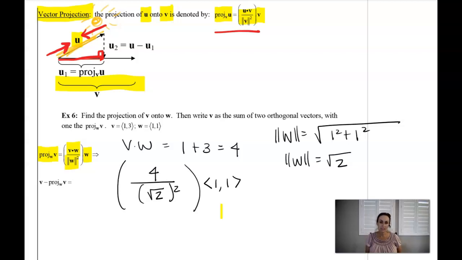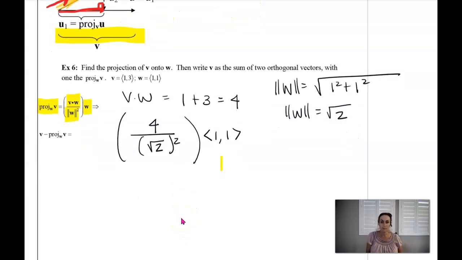So let's go ahead and simplify this a little bit. You can see that the square and the square root are going to cancel. 2 divides into 4 2 times. So this is a scalar. 2 times vector 1, 1 is going to be 2, 2. So the projection vector is going to end up being 2, 2, the projection of V onto W.